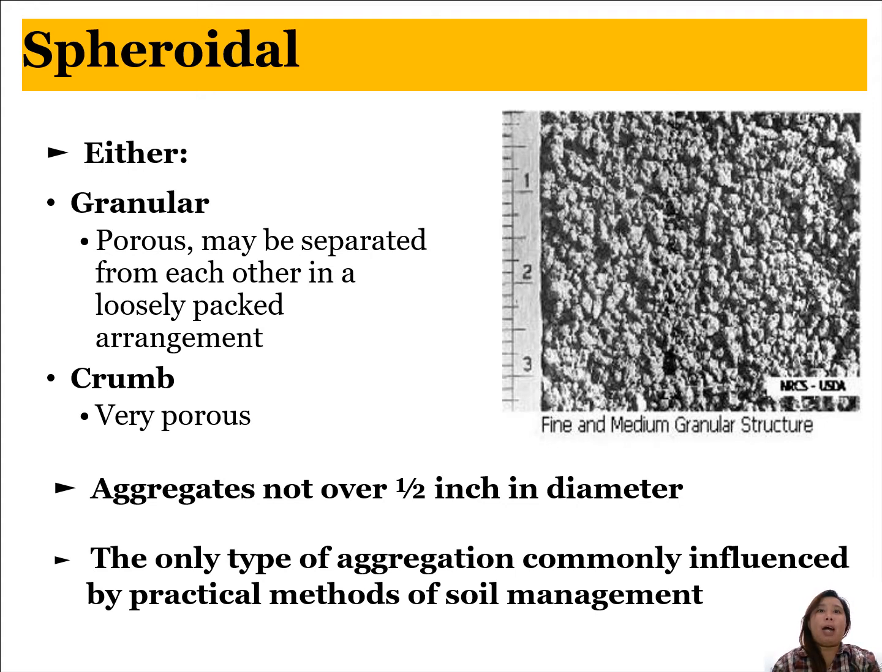And this is the only type of aggregation commonly found in the A horizon, which is influenced by the practical methods of soil management. So if you remember the different types of soil structure according to the Soil Science Society of America, the granular structure of soils is commonly found in the upper or surface horizons.